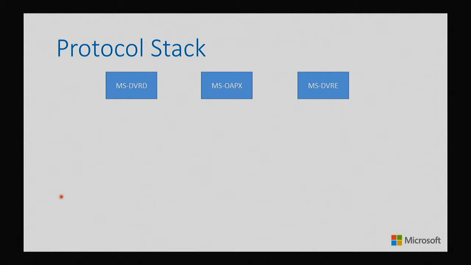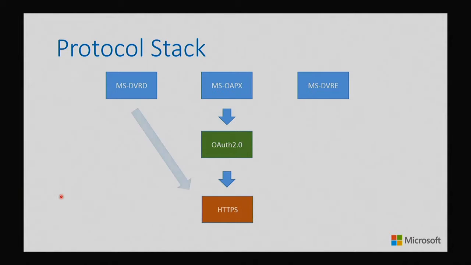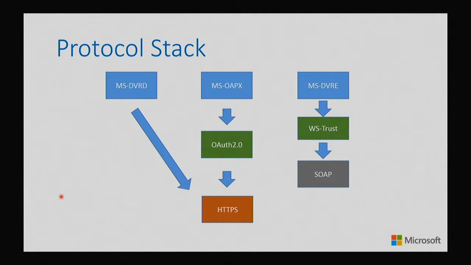Now let's see the protocol stack of these protocols. DVRD is based only on HTTPS transport. The OAPX protocol just extends the OAuth 2 protocol, and it also uses HTTPS as transport. The DVRE protocol is based on an extension of the WS-Trust protocol. It uses its data structure to transmit the certificate on the wire, and it uses HTTPS as transport too.